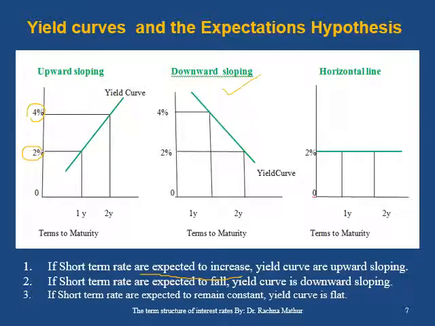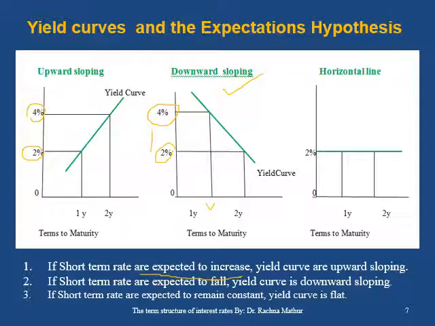Now come to this figure. If the short-term rates are expected to fall, the yield curve is downward sloping. So for the first year the interest rate is 4% and for the second year interest rate has fallen to 2%. So the shape of a yield curve is downward sloping curve.